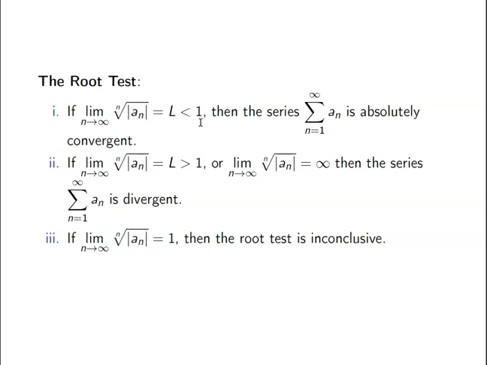The root test is very similar, except I'm taking the nth root of the absolute value of my general term of the sequence. Again, if it's less than 1, then my series converges absolutely. If my value is larger than 1 for that limit, then the series diverges. And if it is equal to 1, then it is an inconclusive test. Okay. So let's do some examples.